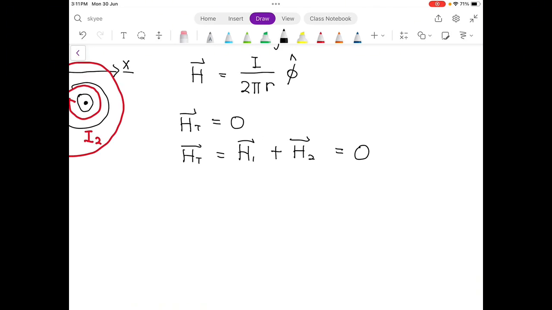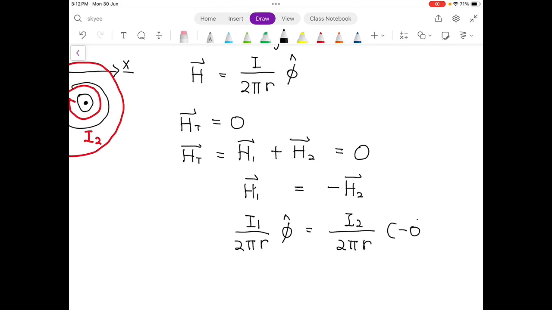So if I put it together, H1 equals negative H2. H1 is I1 over 2 pi r in the phi direction. And H2 is I2 over 2 pi r as well, and the direction is negative phi. They must be in different directions to cancel out each other.